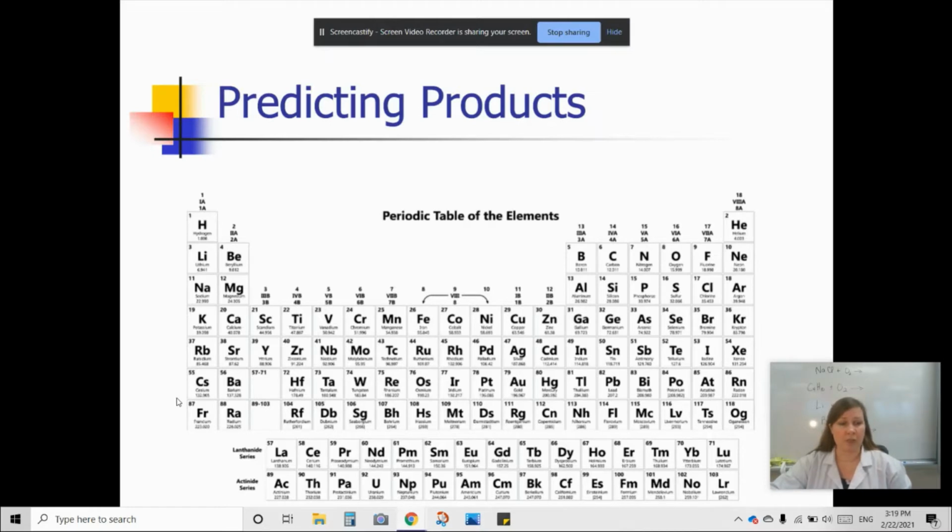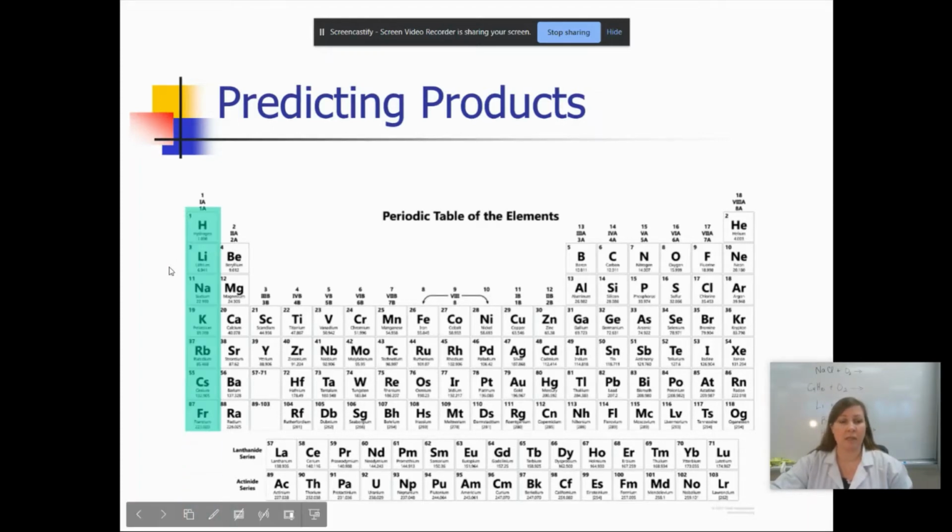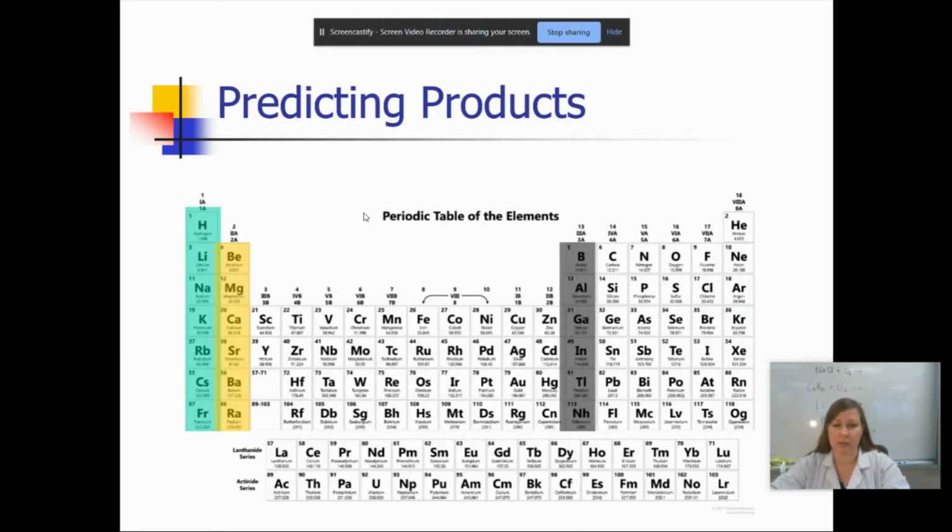So the first column on the periodic table, that is the family that hydrogen is in. That is all the alkali metals plus hydrogen, which is not technically a metal. Those guys are all going to form +1 ions the vast majority of the time. So that's what we're going to assume they're going to do. These elements are going to form +2 ions. The transition metals get a little weird, so we skip over them. Boron's family is going to form +3 ions. Let's go back. That's +1, +2, +3.